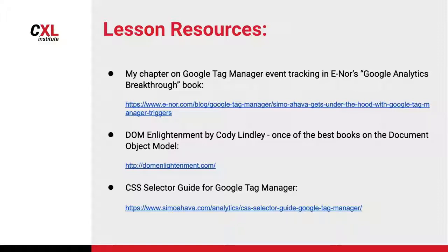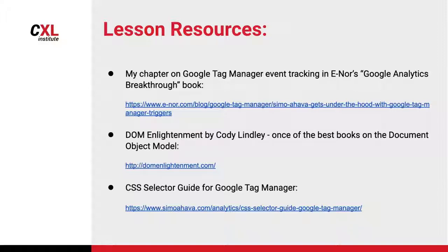DOM Enlightenment by Cody Lindley is one of the best books on the document object model. So if you're intrigued by how the browser renders the HTML document into this kind of dynamic JavaScript representation, this book is great. And it's actually open source, so it's in the link behind, domenlightenment.com. You can find the book and read it right there and then. Or if you prefer a bound version, you can buy it off Amazon.